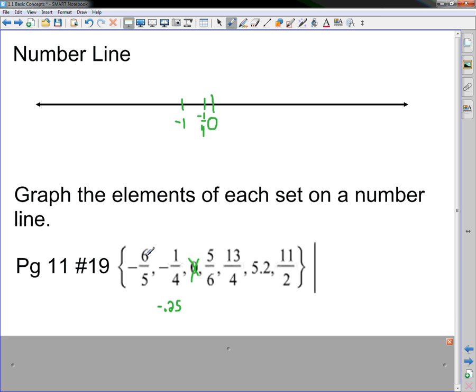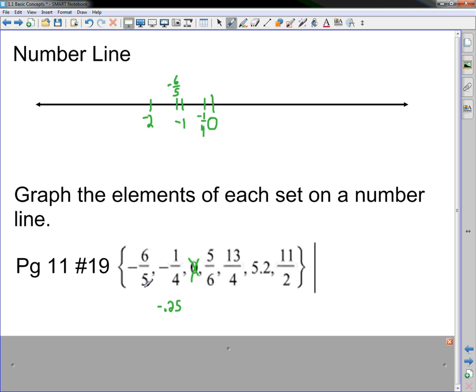Now, 6 over 5. Well, if I take 5 and divide it into 6, that's going to go in once, and I'm going to have 1/5 left over. So we can see that it's more than -1. And it's going to be 1/5 more. So if we have -2, we only have 1/5 more, which is just going to be a little bit further. And that gives us -6/5.